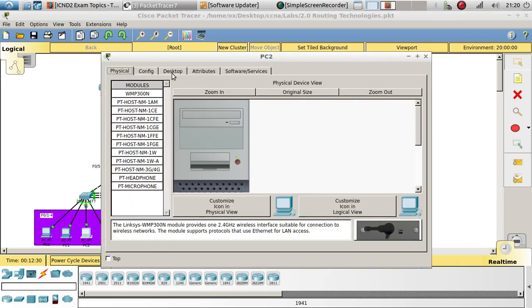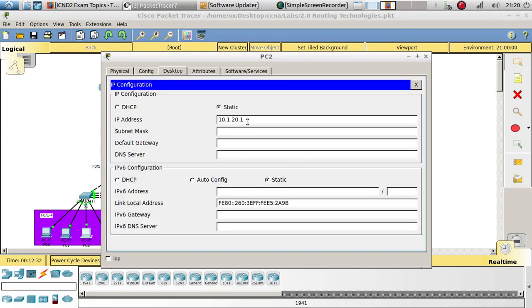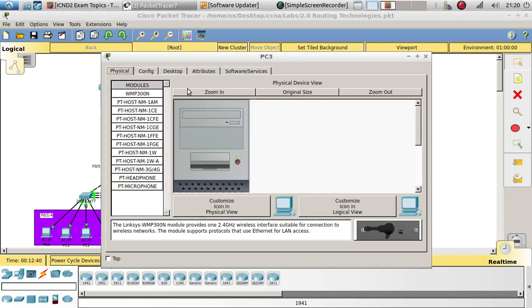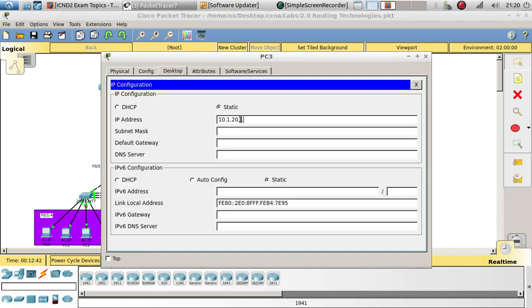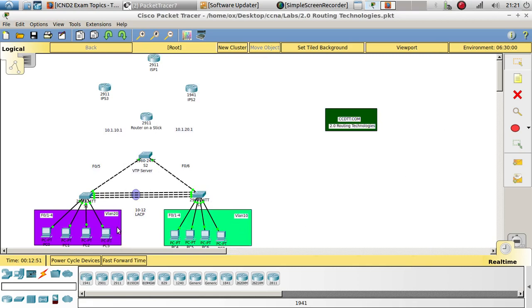Next computer. The 4. Let's do the last one for VLAN 20. All right, so this is 5. Okay, no DNS server, so this is done. So this is all configured, and let's go ahead and switch this over here.